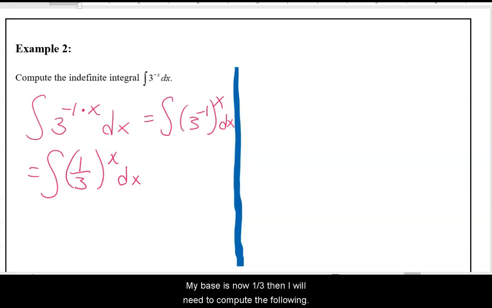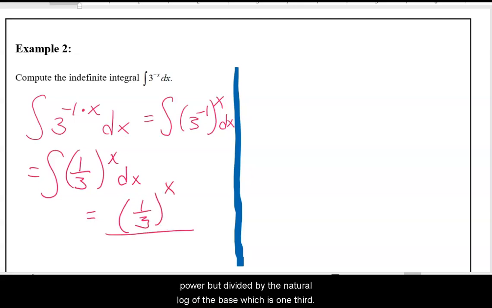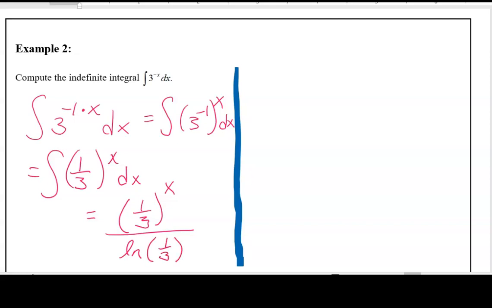Since my base is now 1/3, then I will need to compute the following. I will get for the integral the exponential function itself, still raised to the x power, but divided by the natural log of the base, which is 1/3.